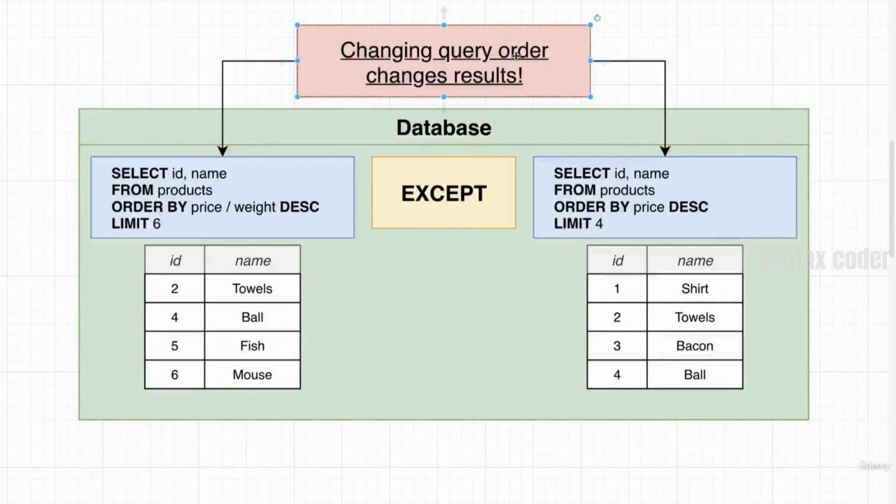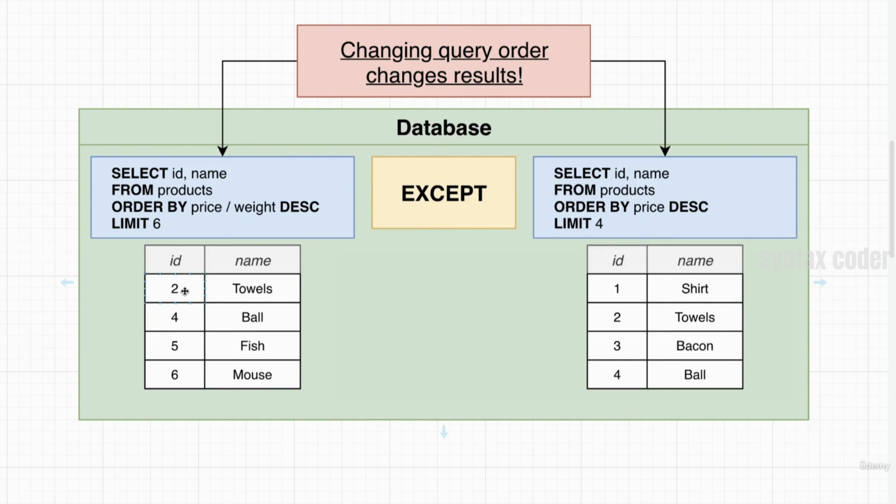If we were to flip the order of these two queries, so notice I now have the ratio query over here on the left-hand side, then our final result is going to change as well. So now on the left-hand side, we have 2, 4, 5, and 6, and on the right-hand side, we have 1, 2, 3, 4. So let's take a look at the except keyword being applied to these two data sets now.